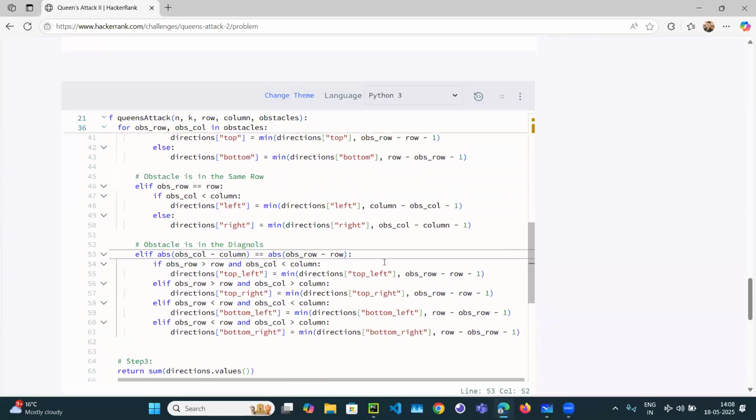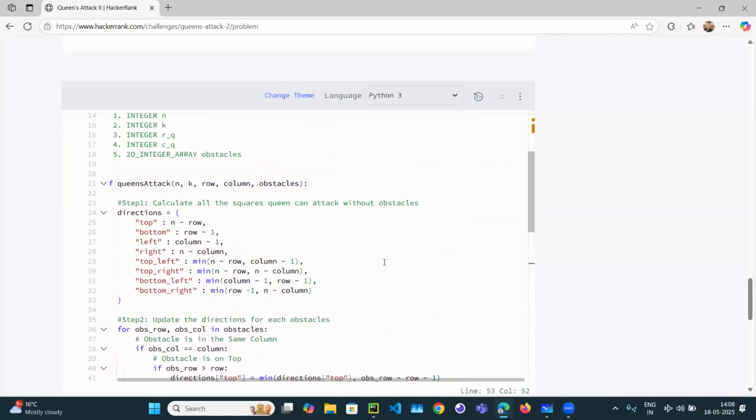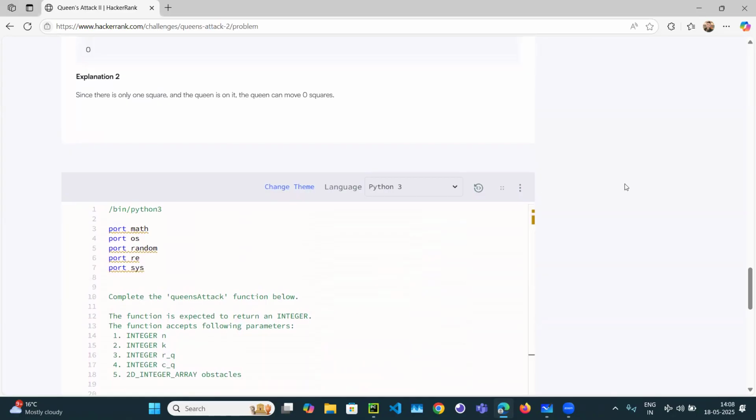So we solved this problem in an iterative way. And that's it. You can also try that.